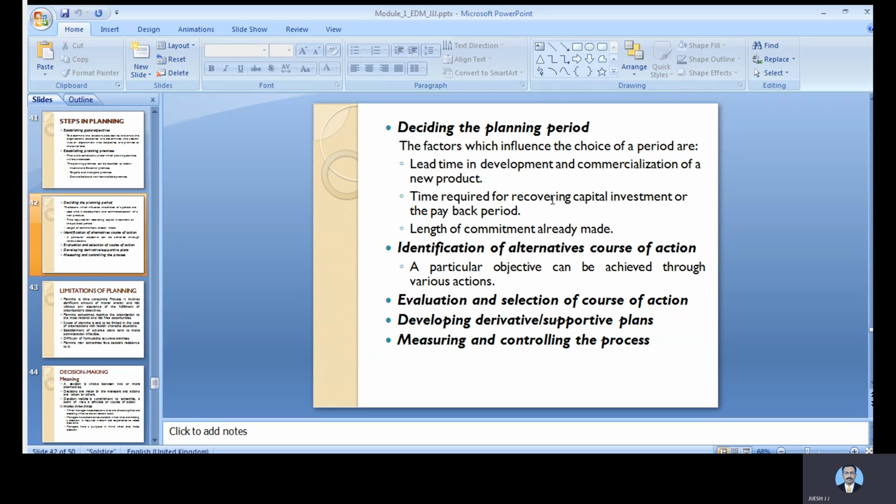in order that you don't deviate from what is required by the industry. So these are some of the steps involved in planning. And now we can further discuss a few limitations of planning.